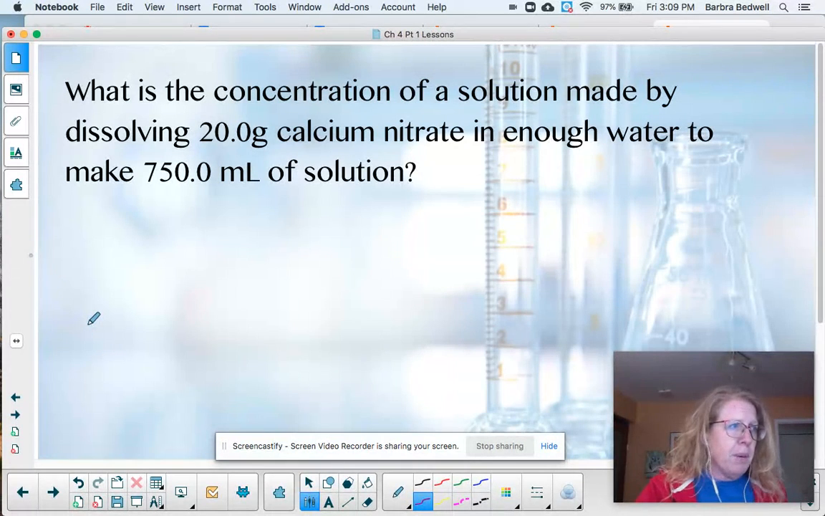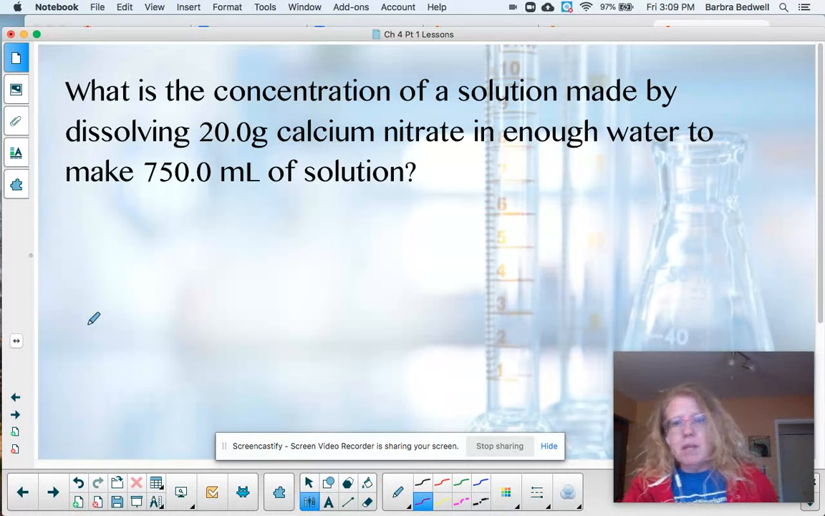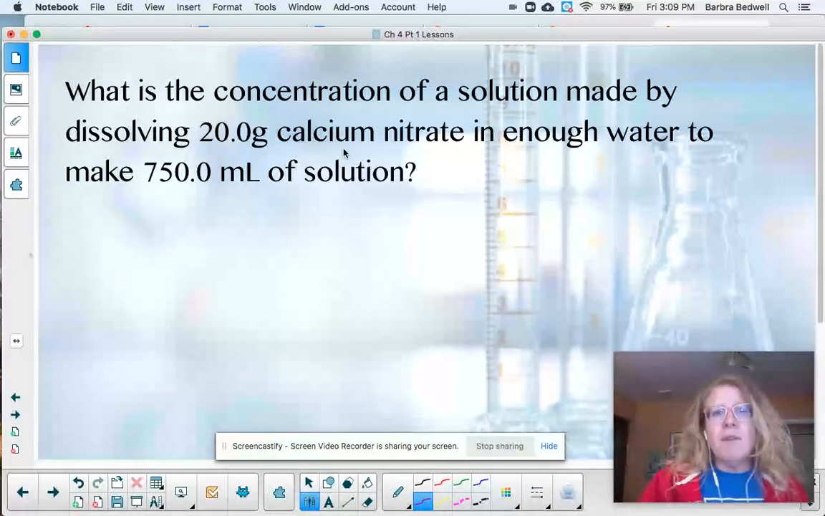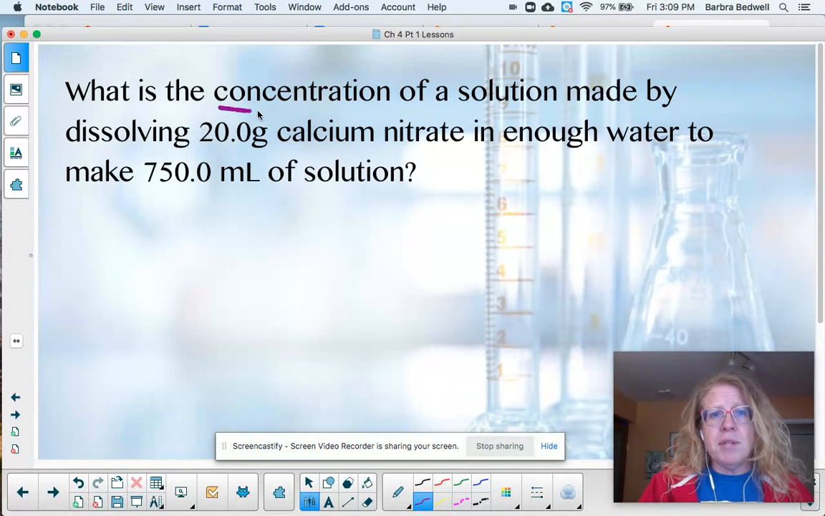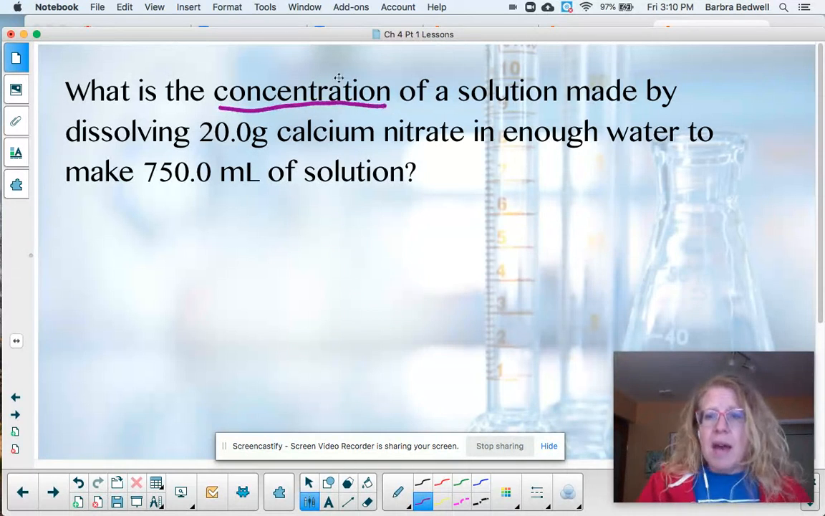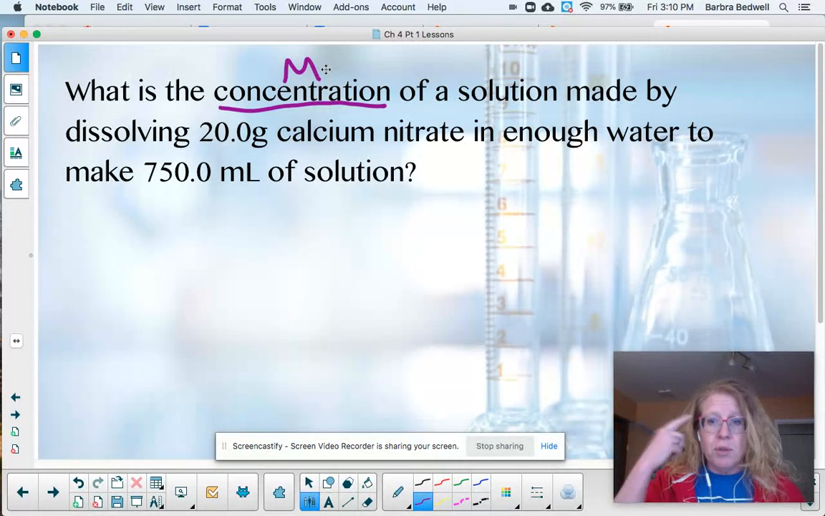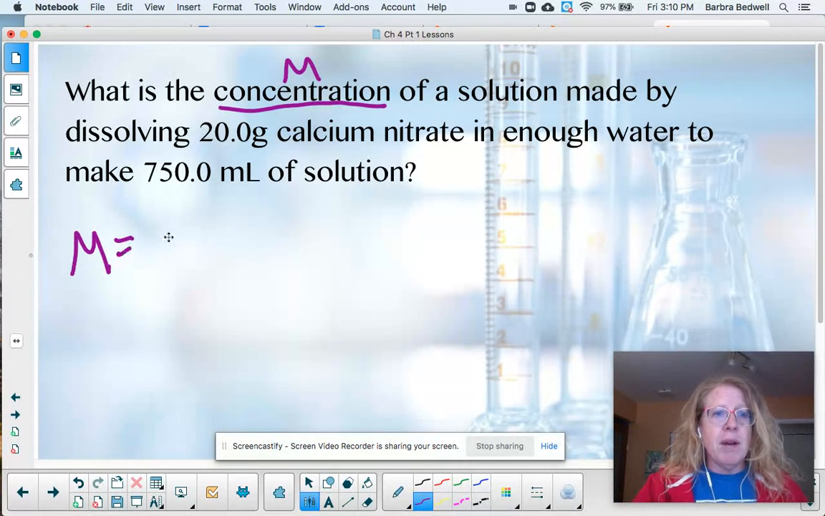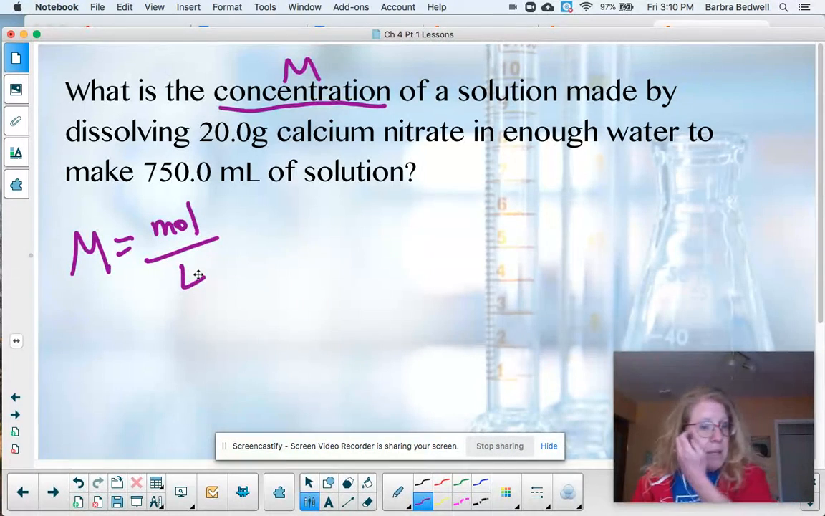So here we go. What's the concentration of a solution made by dissolving 20 grams of calcium nitrate in enough water to make 750 milliliters of solution? So whenever you see this, a couple of decoding points. Whenever you see concentration like this, that word means it's looking for molarity. Concentration is molarity. They're not going to say what's the molarity of a solution. They're going to say what's the concentration of a solution. So you've got to decode that. So I know molarity is going to be moles per liter. I always write that every time I do these.